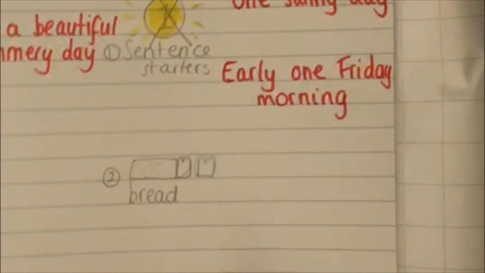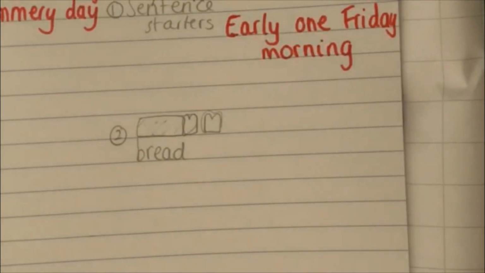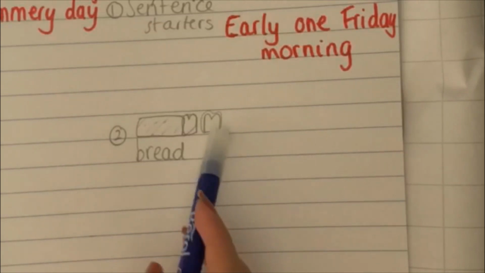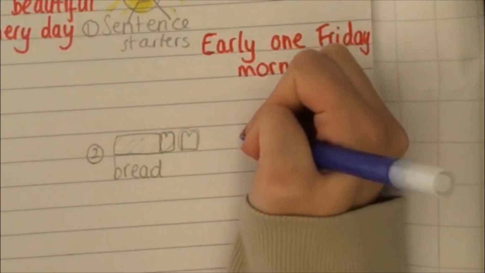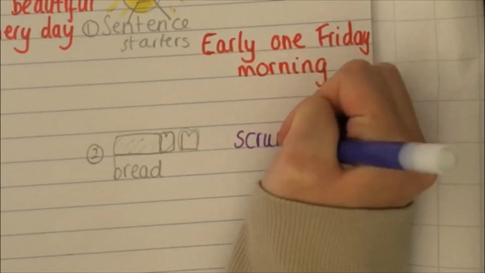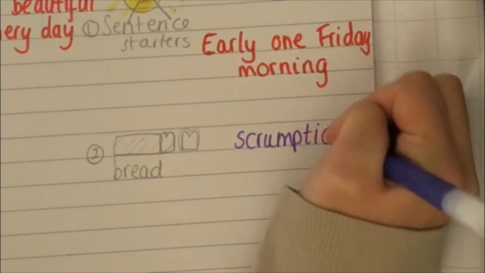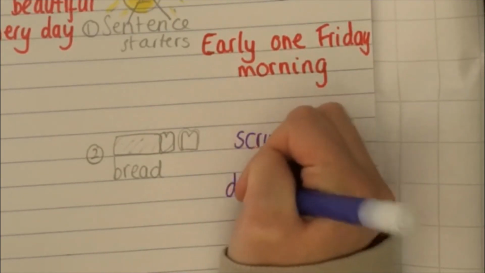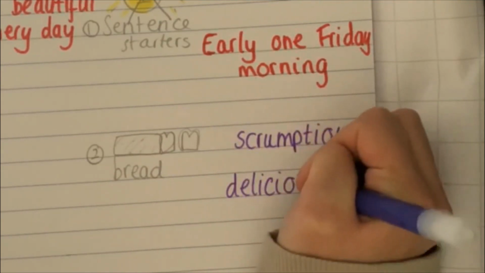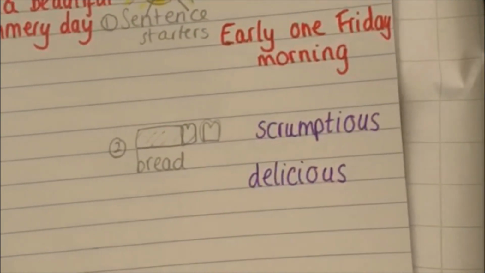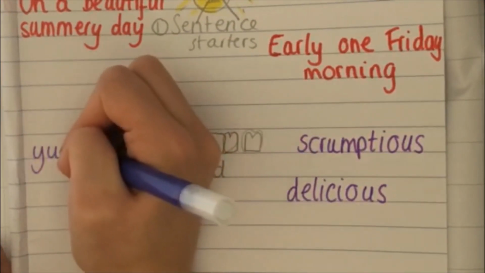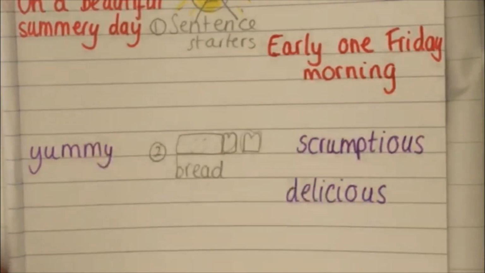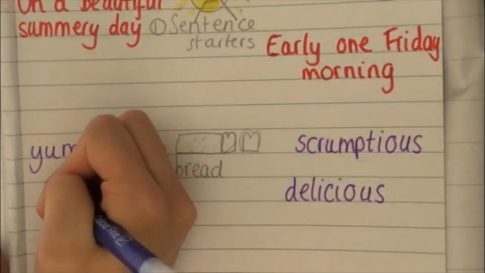So after my sentence starters, the second thing we are going to do is adjectives for bread. I copied down the spelling of bread and I drew a little picture of a loaf. Now I'm going to come up with some adjectives. I would like the adjective scrumptious, delicious, I also like yummy, and I think I'm going to write one more, tasty.